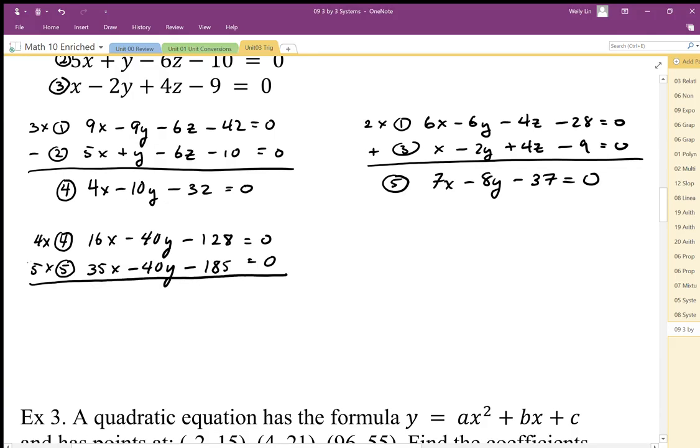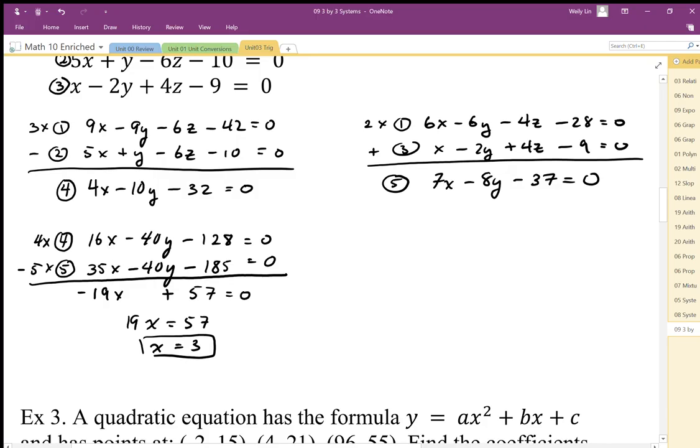Okay, and then I'm going to subtract these two equations. So I end up with negative 19x. The y's cancel, so I'm going to subtract negative 128, minus is plus. So I'm going to end up with plus, what's that going to be? Plus 57 equals 0. Solving for x, x equals 3. Once I've solved for x, I'm going to back substitute to solve for y.